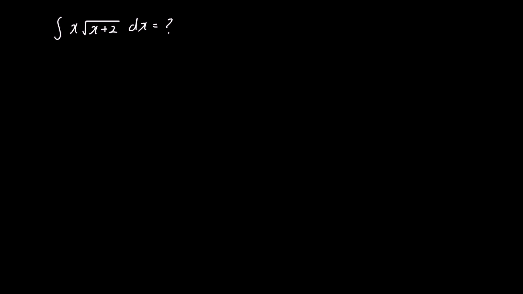Before directly solving the first problem, let's first examine the integral of u minus 2 times square root u du on the right. Do you notice the difference between the two problems? The left problem has two terms inside the square root, x plus 2, making the integration challenging. On the other hand, the right problem has only one term, u, inside the square root, making it more accessible.